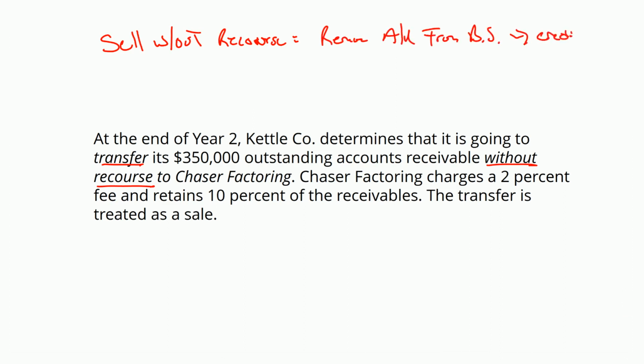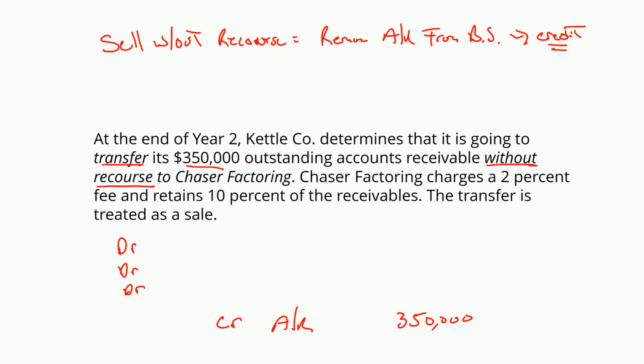Okay, and how do we remove an account receivable from the balance sheet? With a credit. Okay. Now, what's going to be our journal entry? You ready? So we determined that we're going to transfer $350,000 of accounts receivable. Stop right there. So we're going to actually have several debits, as you're going to see. But we're only going to have one credit here, a credit to accounts receivable, $350,000. We're getting rid of that account receivable.